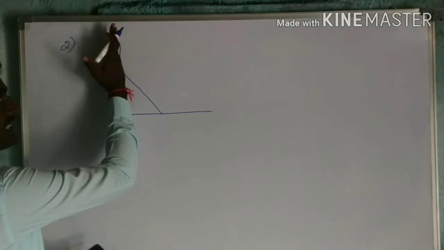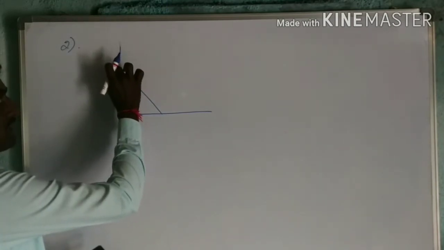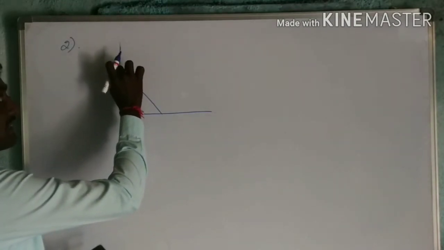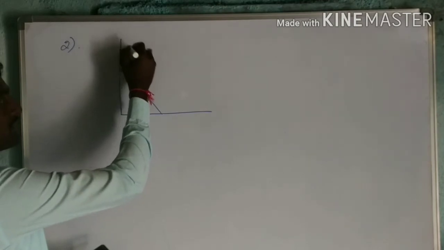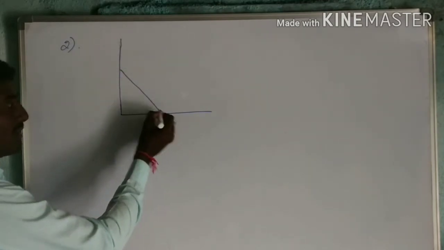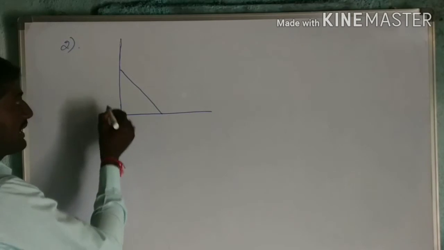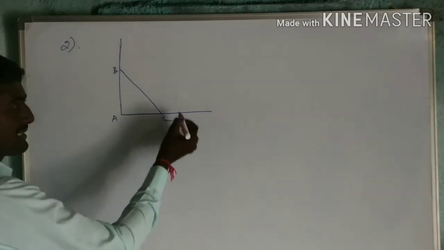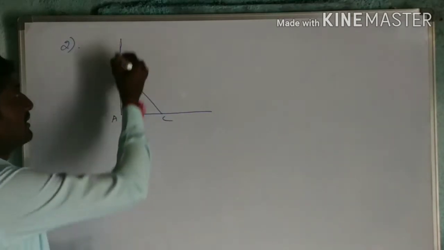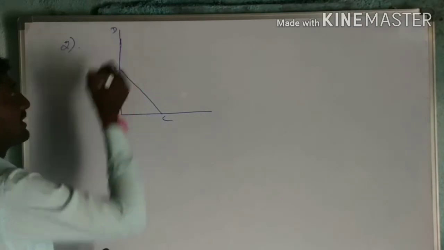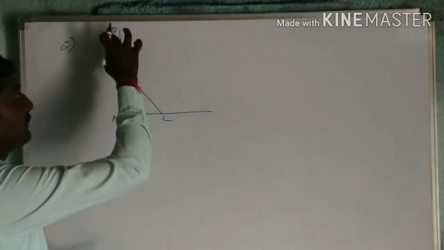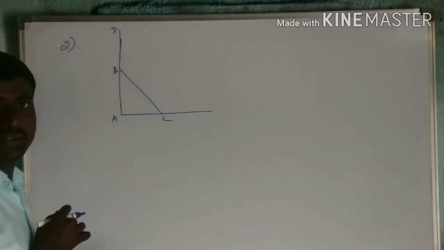So initially it was a tree. Due to a storm it breaks. The top of the tree touches the ground. Now this is A and B and this will be C. Then I will take this as D. Now can I say BD is equal to BC?